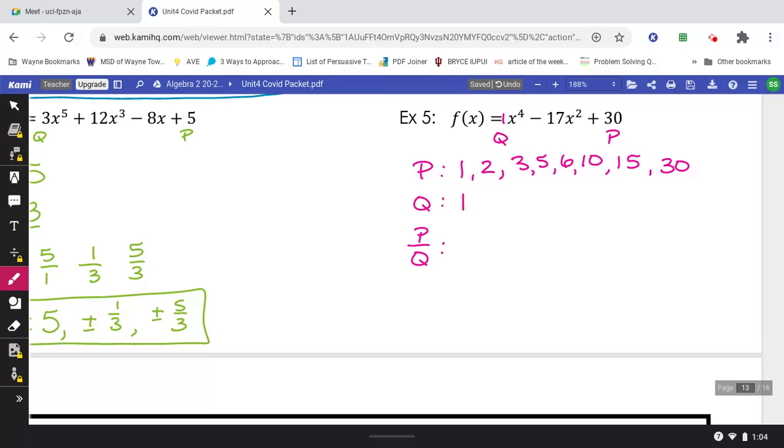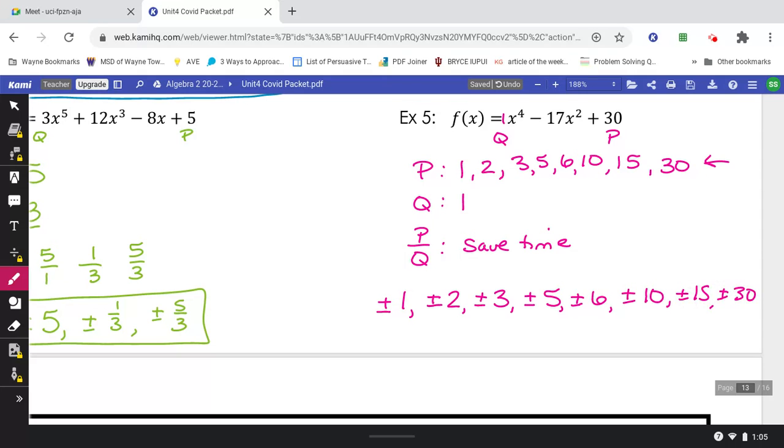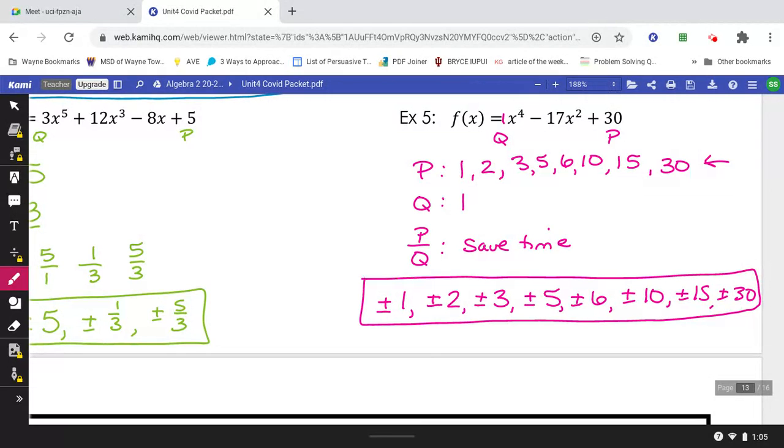So what I'm going to do is save myself a little bit of time. I know I'm about to divide all of this list of P numbers by the Q. I know that's going to get me the same exact P list. So I'm just going to come down to the bottom and start writing out that list. I know if I divide each of these numbers by 1, I'm going to get the same number. And there I go. And you can do that anytime you're just dividing by 1.